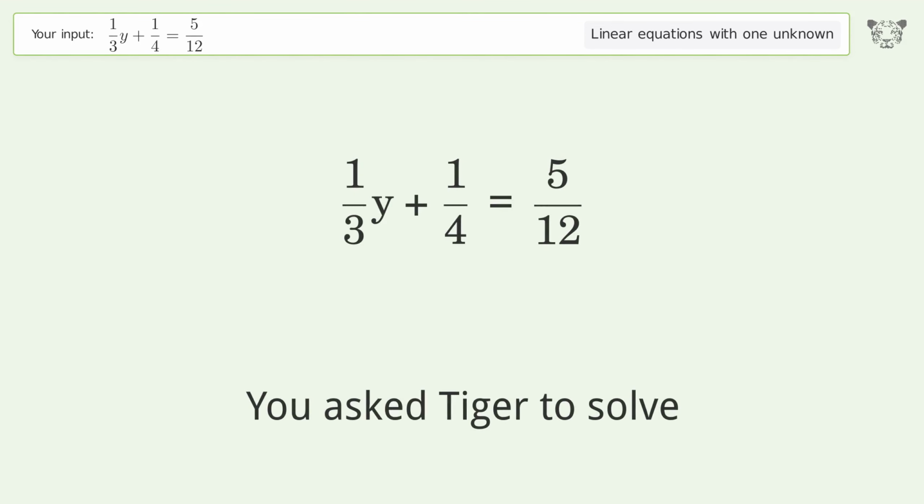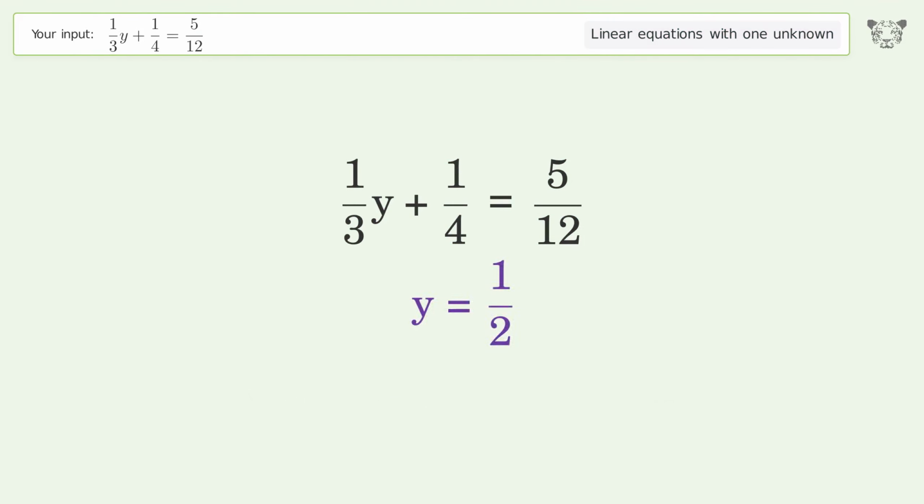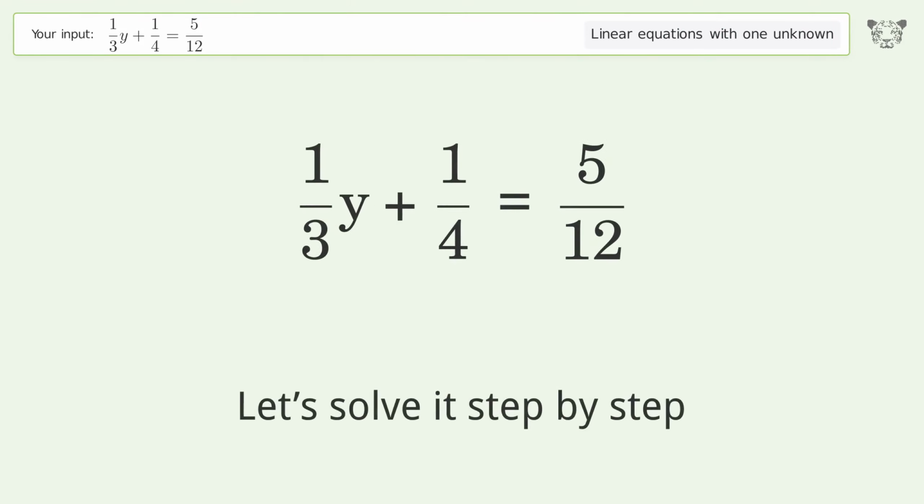You ask Tiger to solve. This deals with linear equations with one unknown. The final result is y equals 1 over 2. Let's solve it step by step.